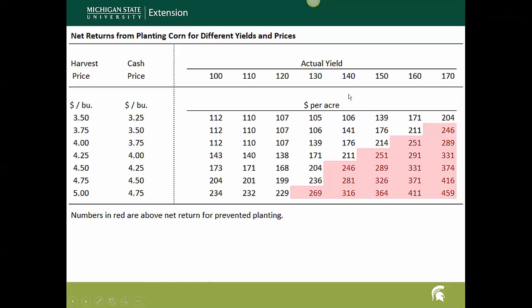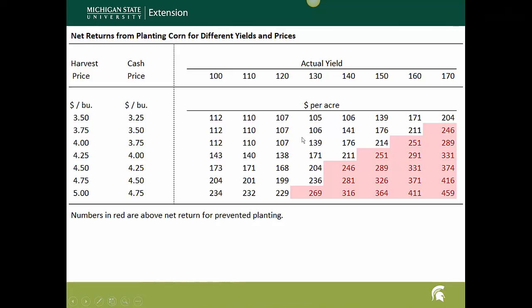And if we get into these 140 yields and $4.25 price for a cash price, $4.50 futures, we start to get a little bit better with the go ahead and plant the crop and those kinds of things versus go to prevent plant. It's important to use your own numbers, of course, in trying to go through and calculate these values and try to figure out what makes the most sense for your particular farm.